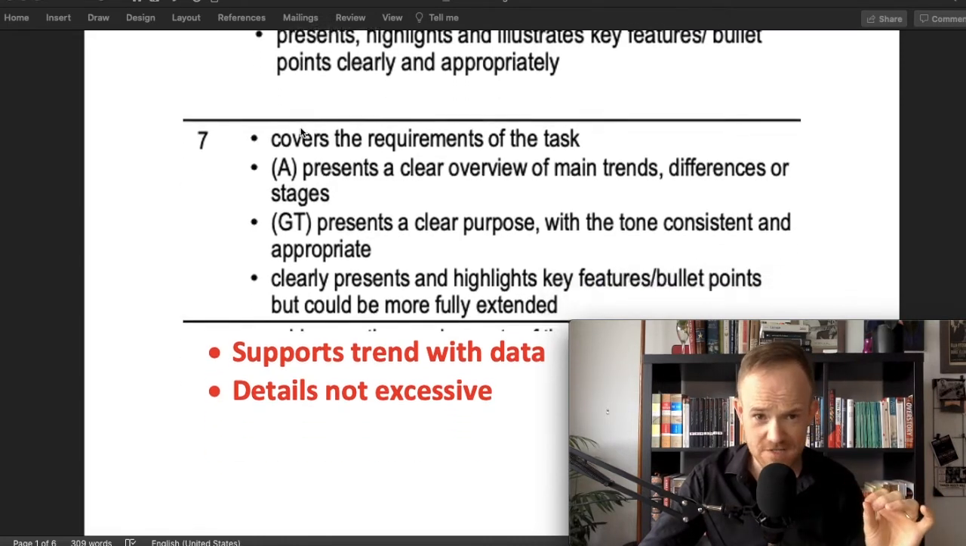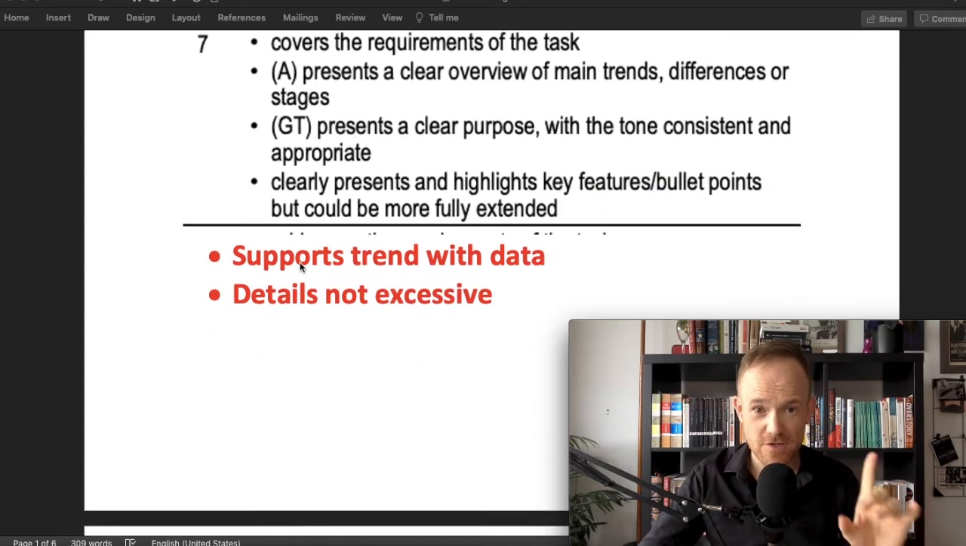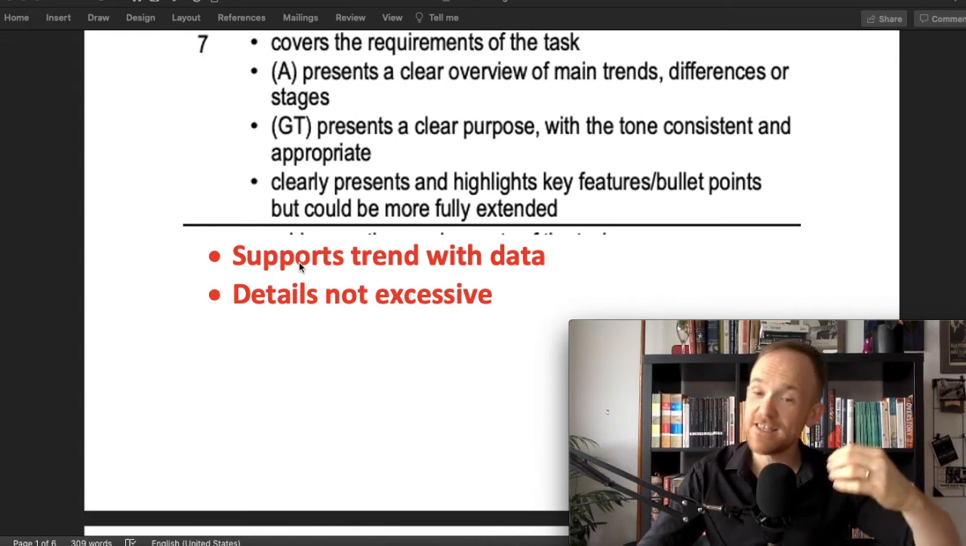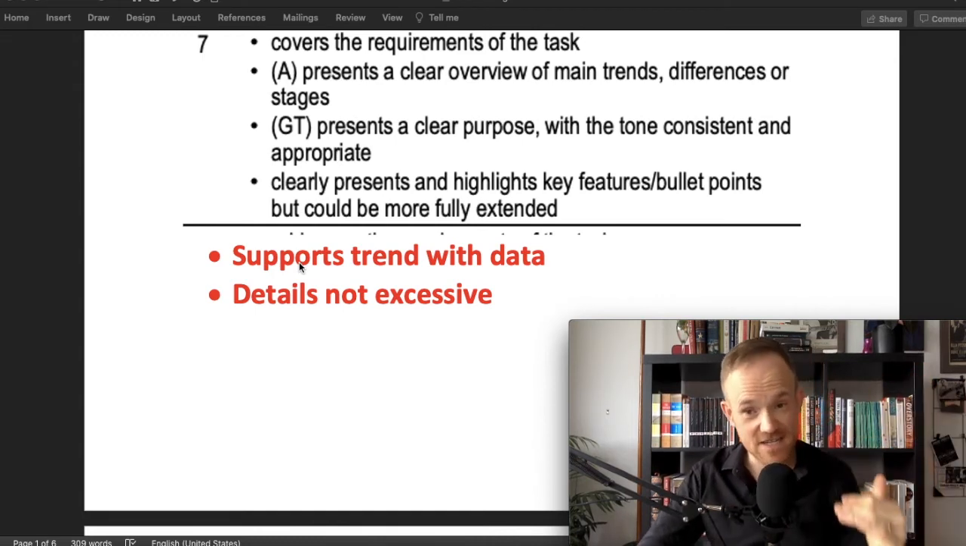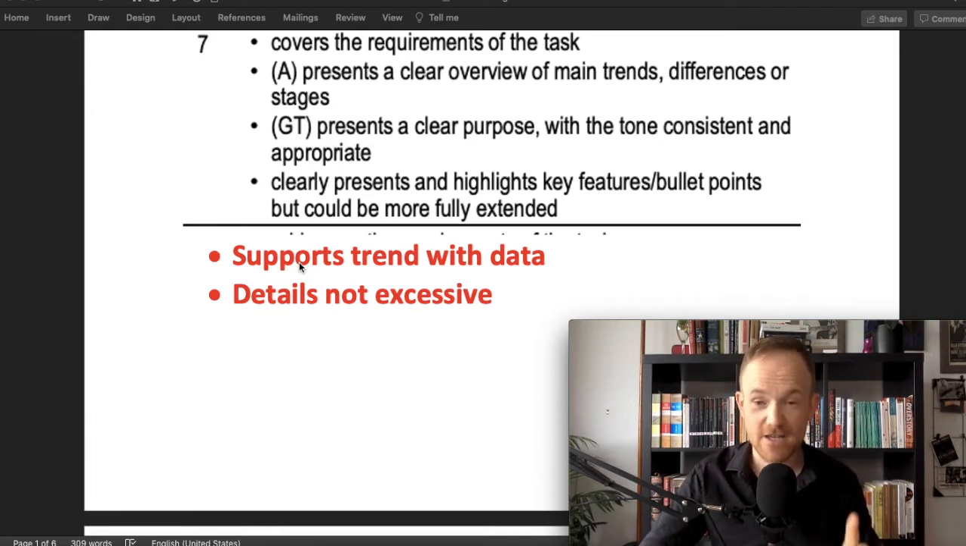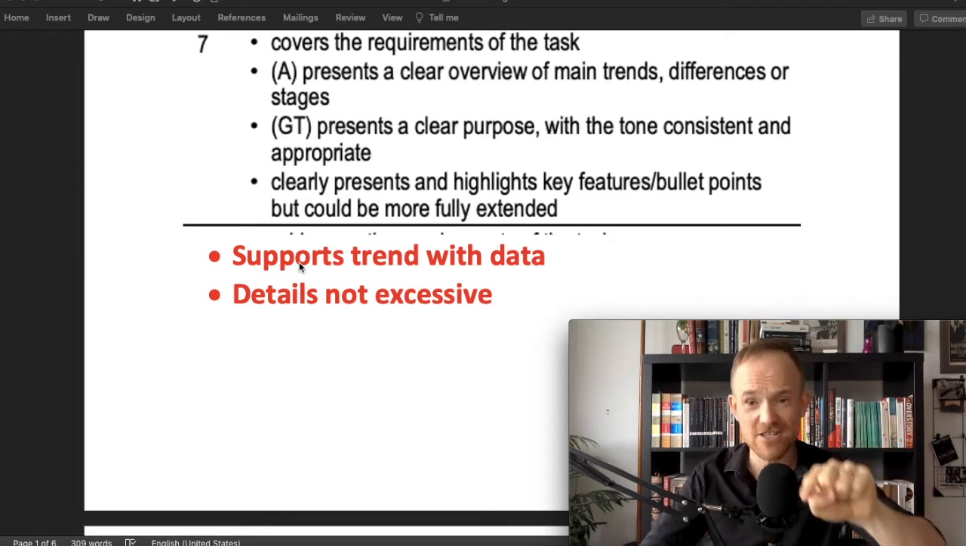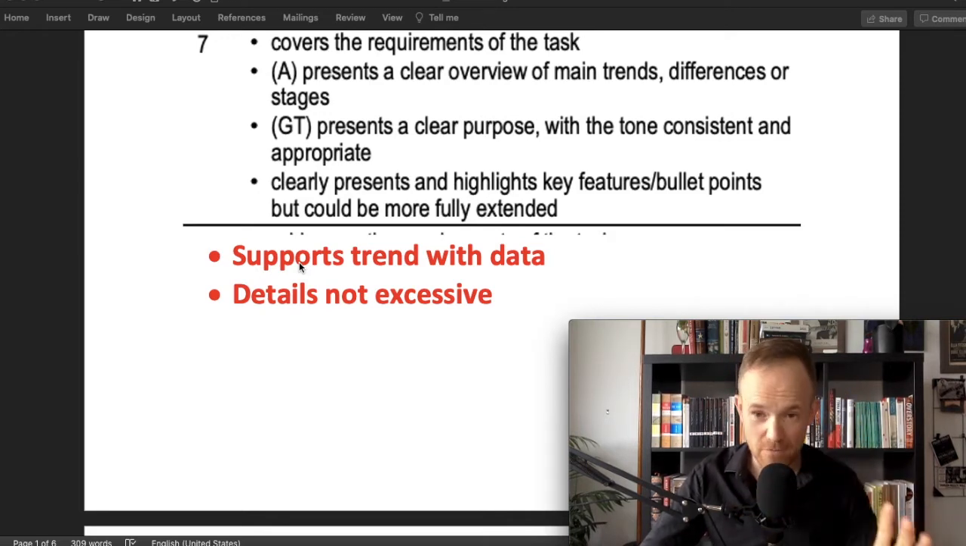A couple of tips to do that. Remember, support trends with data. Does it increase? Then give the data. Does it decrease? Then give the data. Also important, don't be excessive with the data. You don't have to mention every single little change. Now remember, there's no right or wrong for how you do this, but you want to make sure you're making clear decisions about what information to include.